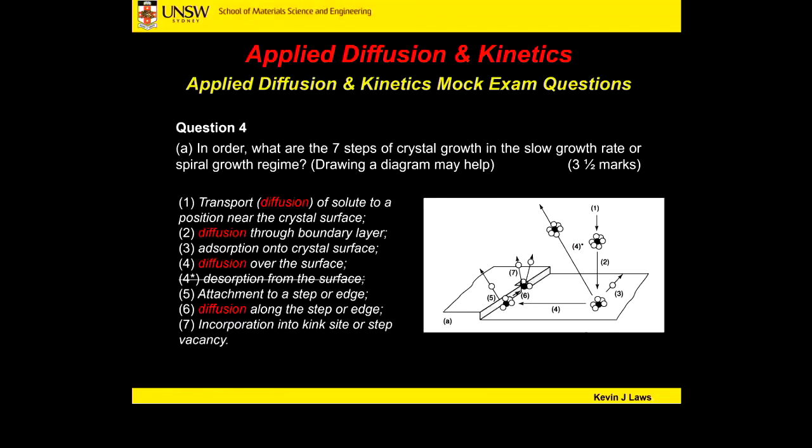So it refers to this particular slide, and we want to name these 7 stages for crystal growth in the slow growth or spiral growth regime. Hopefully you can remember these 7 steps, not including 4-star.